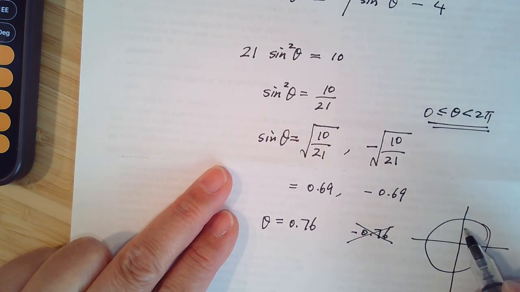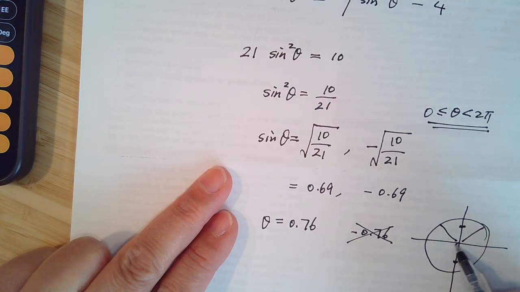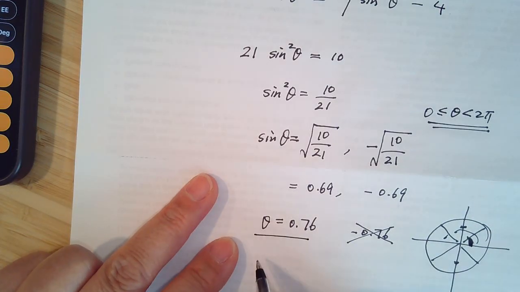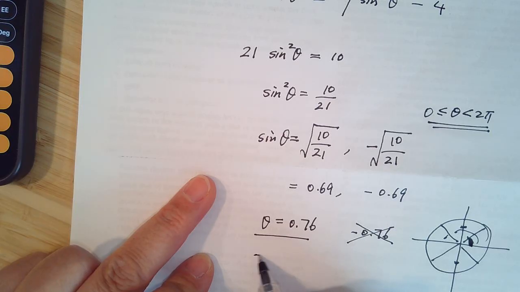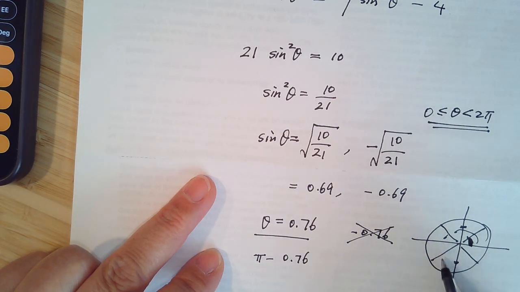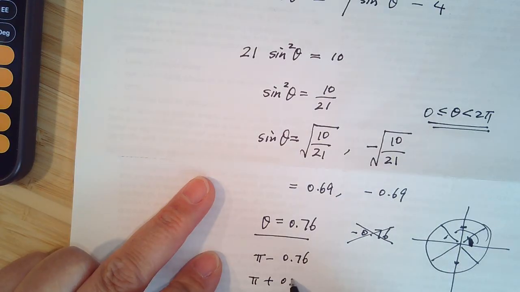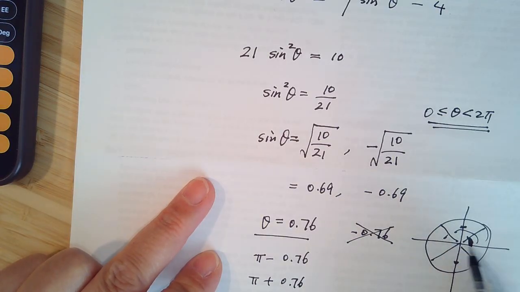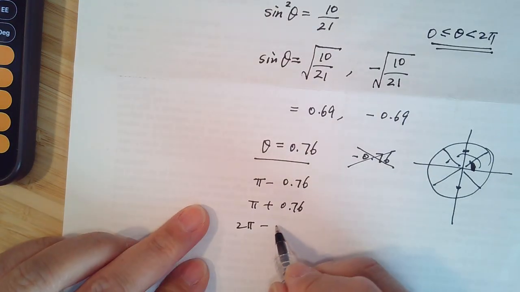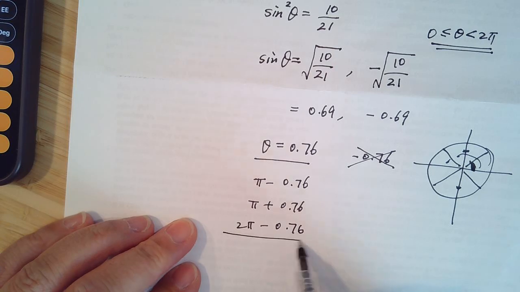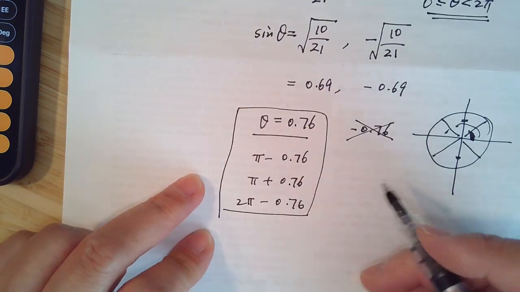So if I have sine is 0.69 and negative 0.69, I get 4 solutions, isn't it? So 1, 2, 3, 4. And this one I know. Once you know the first θ, the second θ will be π − 0.76. Okay, and the third one is going to be π + 0.76. And the last one is going to be 2π − 0.76. So you only need to find these 4 solutions.